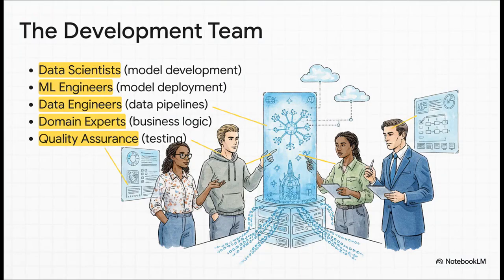And of course, we have the development team. But here's the thing. For an AI project, this isn't just a group of software coders. It's a whole cross-functional team of specialists. You've got your data scientists building the models, the ML engineers getting them out into the real world, and, this is key, you've got domain experts who make sure the AI actually makes sense for the business. This diverse group, together, owns the quality and the progress of the entire project.